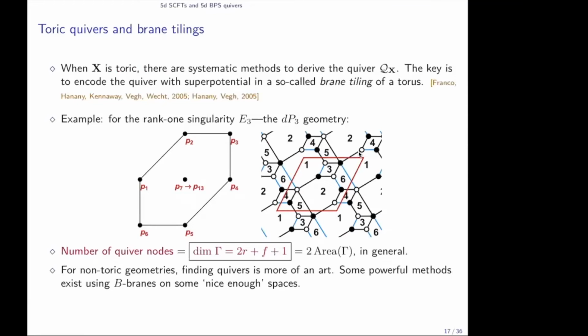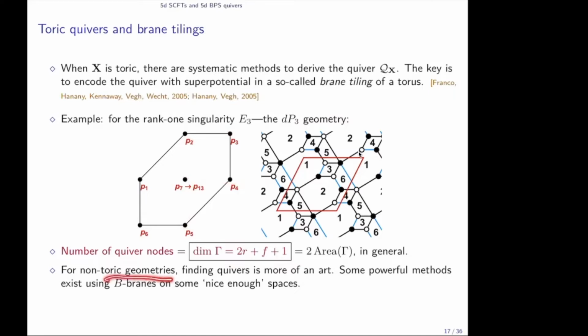And then of course, for the toric case, we know how to derive them from a famous construction that relates that, given a toric diagram, let's say, you can build the so-called brane tiling, periodic quivers. The number of quiver nodes then is always 2R plus F plus 1 in 5D language. It's also the area of the toric diagram, the simplicial area.